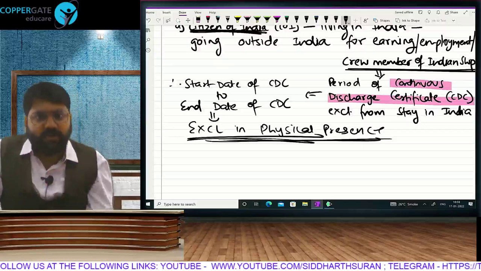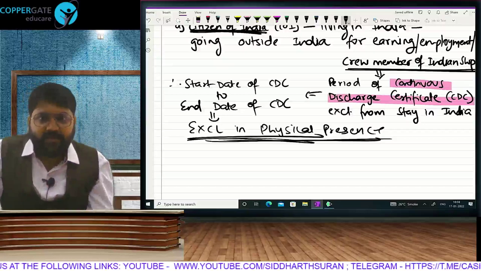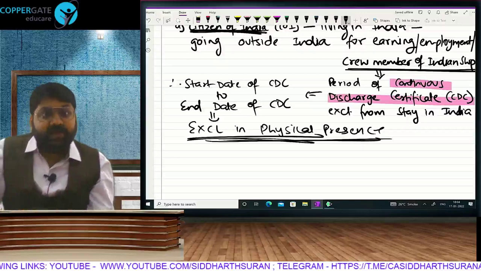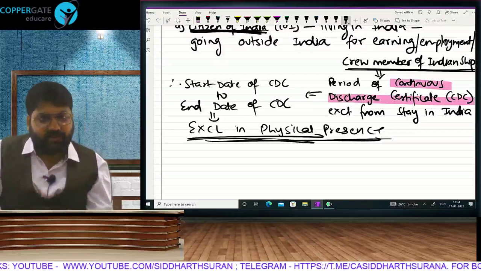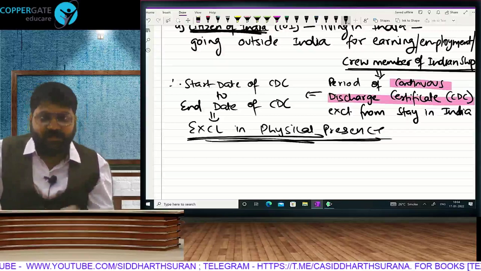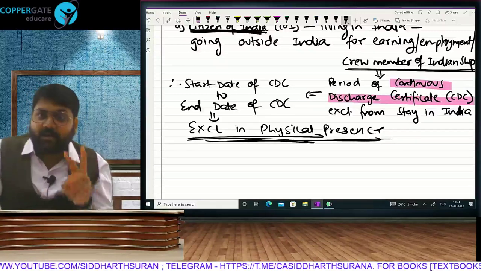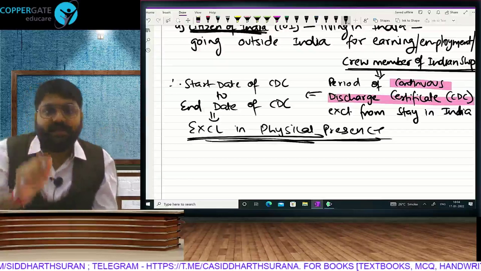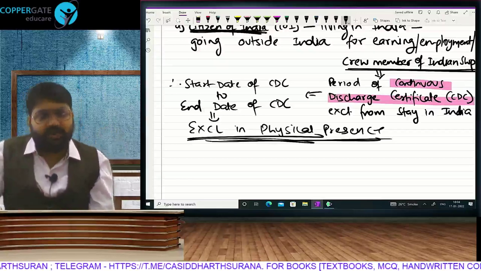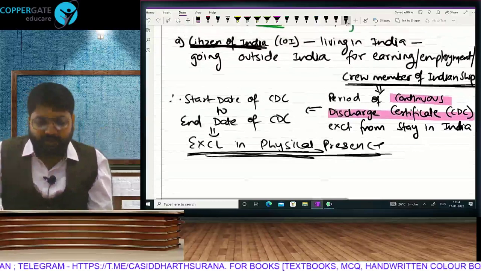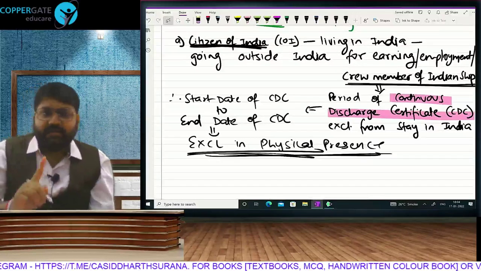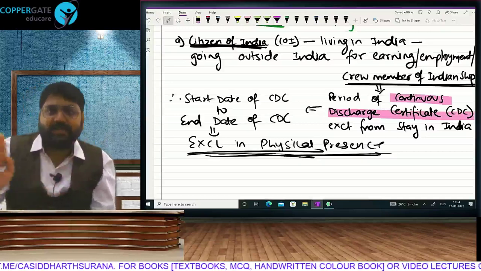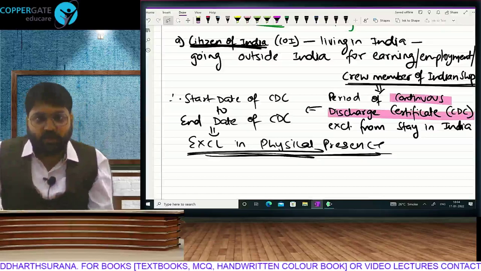Okay, we first learn two conditions. Satisfy any one and you will become a resident. What are the two conditions? 182 days in the current year, or 60 days in the current year and 365 days in the last 4 years, with all the general points to be noted. But there are two assessees for whom condition 2 is not applicable. So, they will become resident only if they satisfy condition 1. 60-365 is not applicable. In that, we did the first point: a citizen of India who is going outside for earning employment, then 60-365 is not applicable. Only 182 will be applicable.